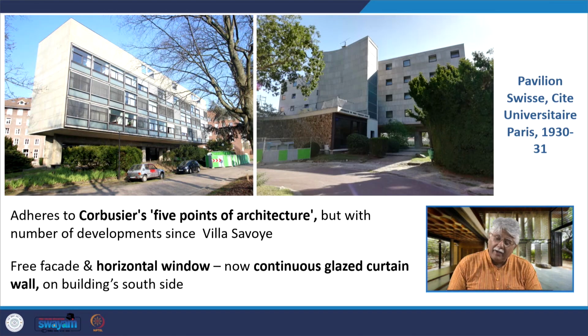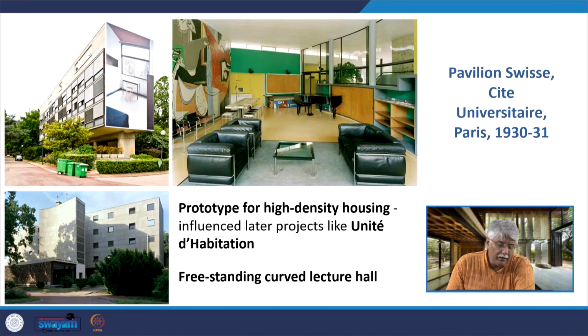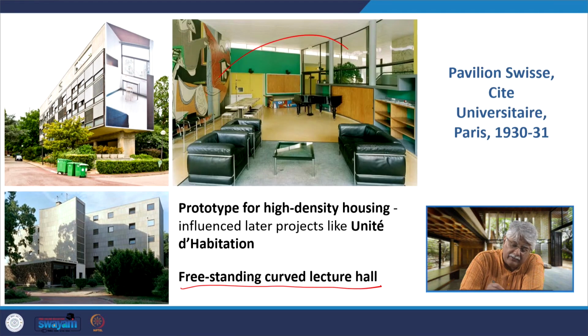Then coming back to the Pavillon Suisse in 1930 to 31, it adheres to Corbusier's 5 points of a new architecture, but there are a number of other developments happening since Villa Savoye. There is the free plan and the free facade, and the facade is so free that now you don't have ribbon windows, you have a complete curtain wall of glass on the building's south side. And then there is the prototype of high density housing. This laid the groundwork for Unité d'Habitation, which was to come later. It also has this free standing lecture hall with a curved wall.